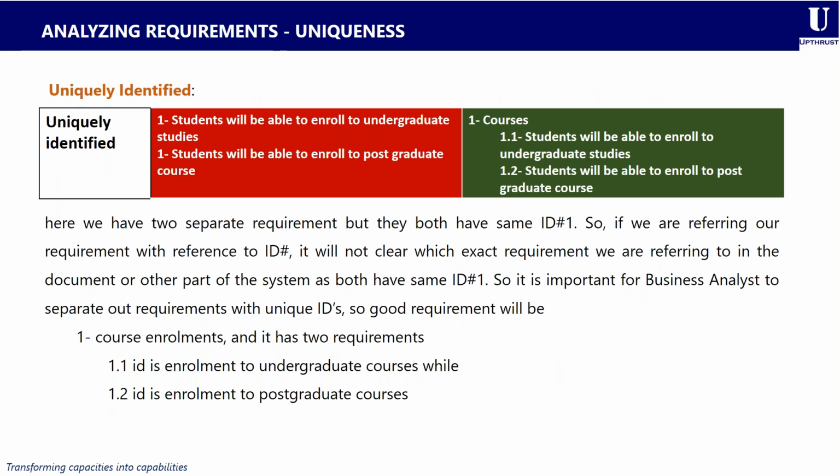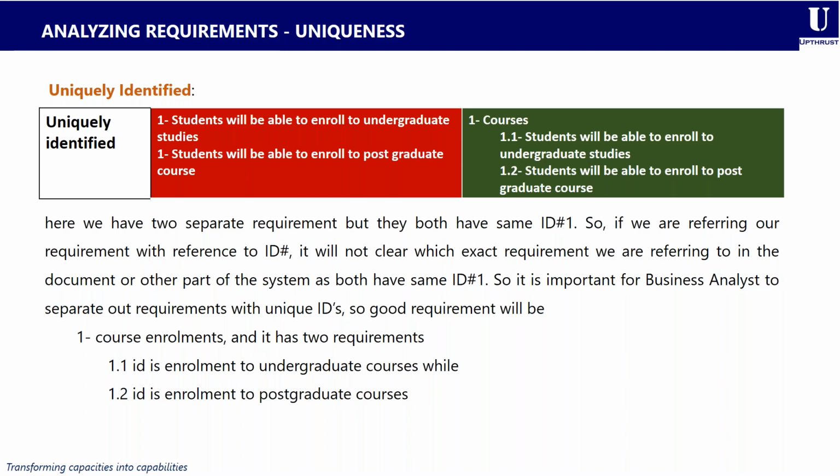Then what does it mean for your requirements to be uniquely identified? Looking at another example of a bad requirement that has not been identified uniquely. Students will be able to enroll to undergraduate studies. Students will be able to enroll to postgraduate studies. Perfectly, you've been able to express them in their atomic nature, but you've not been able to identify those requirements uniquely, in the sense that you are giving them the same ID number. We have two separate requirements, but both have the same ID number one. So if you are referring to a requirement by its ID number, it is not clear which exact requirement we are referring to in the document or other part of the system, as both of these requirements have the same ID number one.